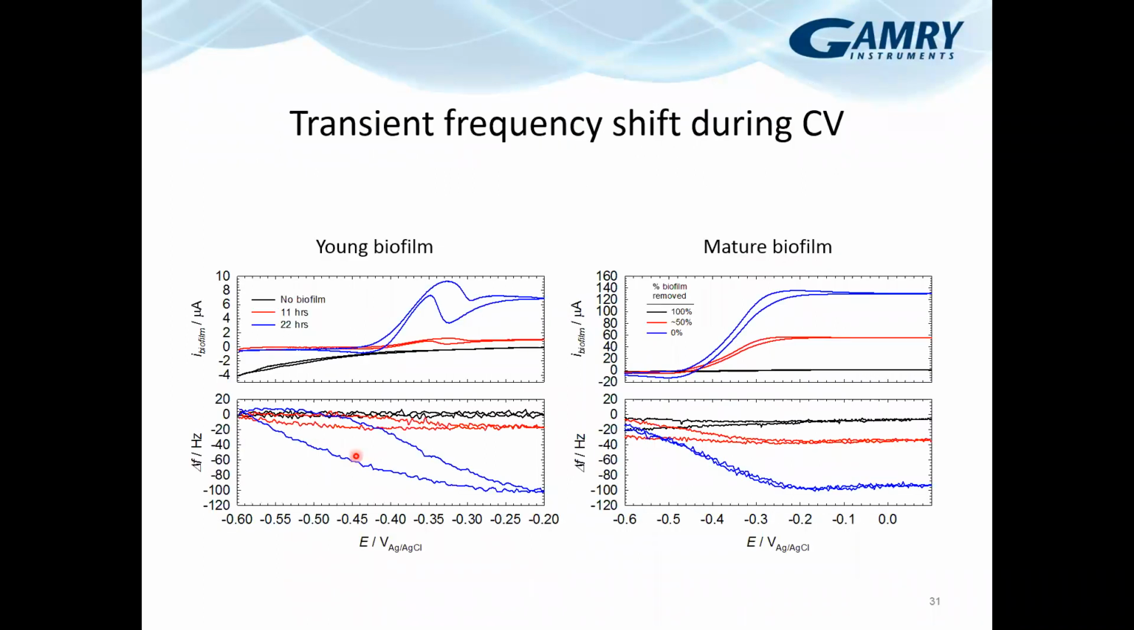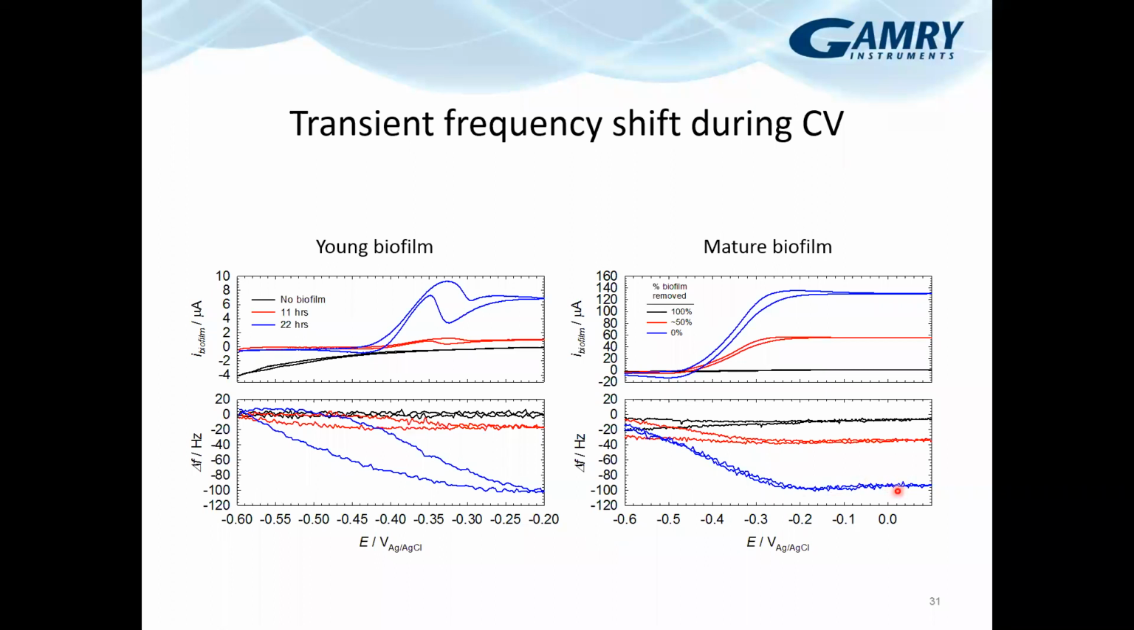Other things that you can look at: you can run CV and monitor the frequency shift during a CV. And one of the coolest things about this, and this really hasn't been touched in the field, not that I'm aware of yet, is that you can see transient frequency shifts without allowing the biofilm to grow, just by changing the oxidation state. So here's the frequency shift when there is no current, in a reduced state. When you sweep the voltage from negative to positive, you see a decrease in the frequency shift.